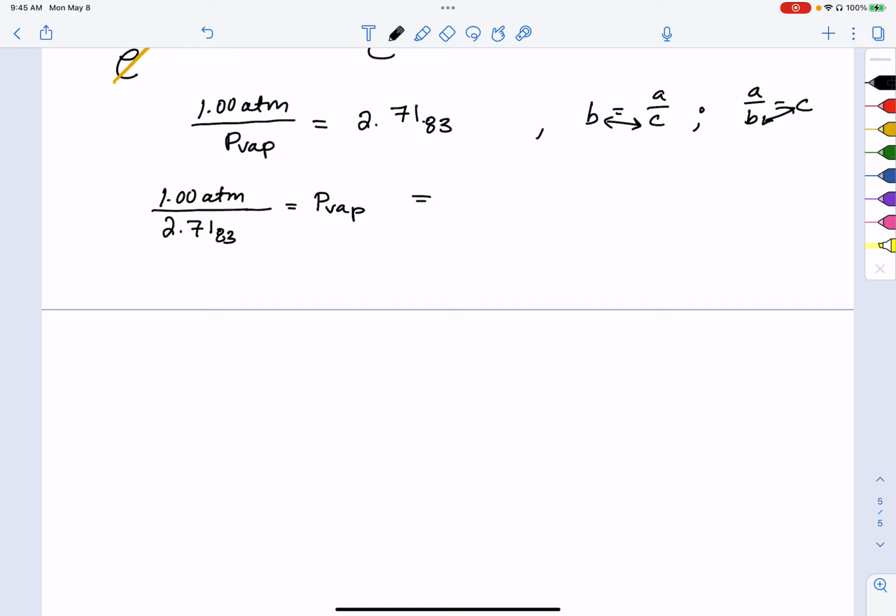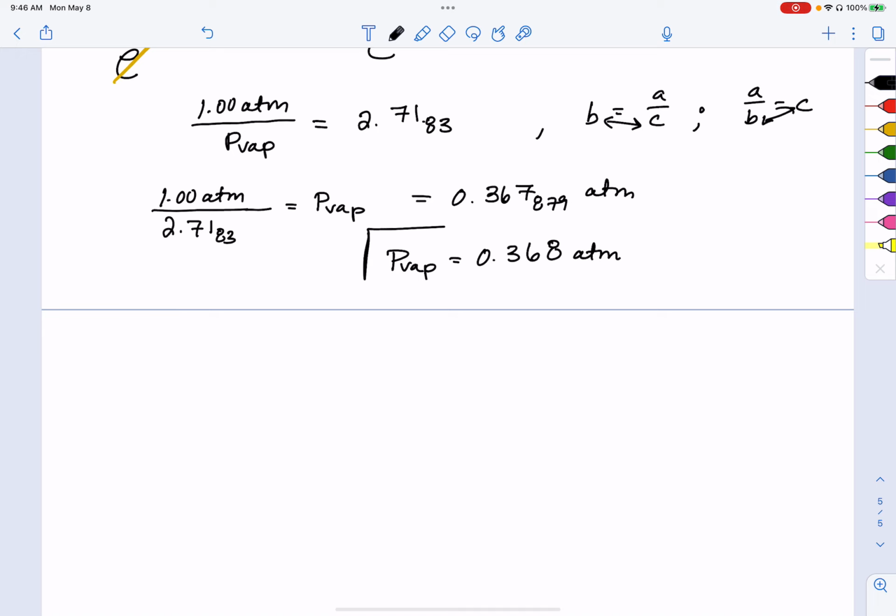Okay, this gives me, if my calculator isn't a liar, 0.367879 atmospheres. In other words, the vapor pressure at room temperature should give me 0.368 atmospheres. So the vapor pressure of water at room temp is this.